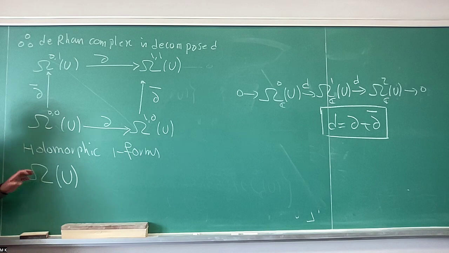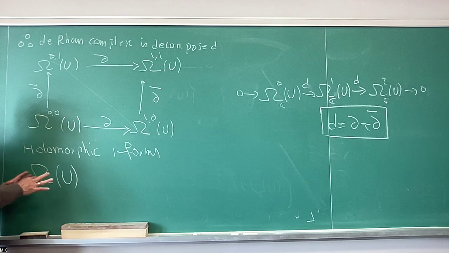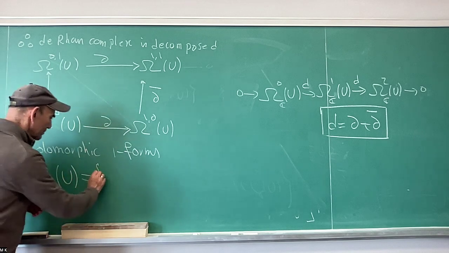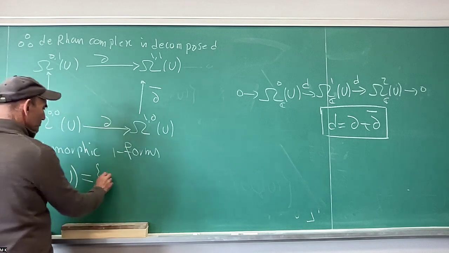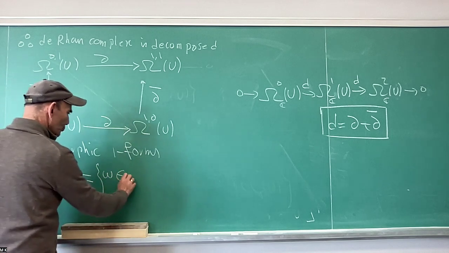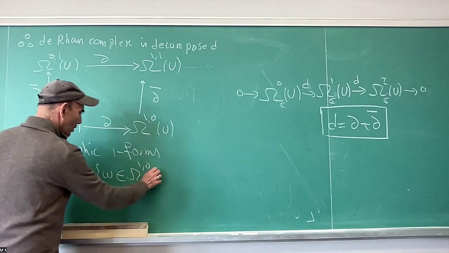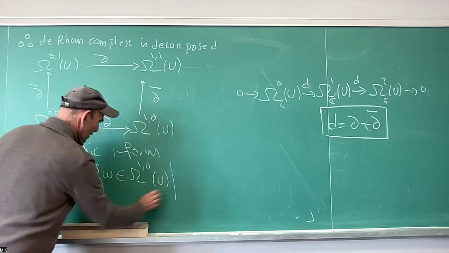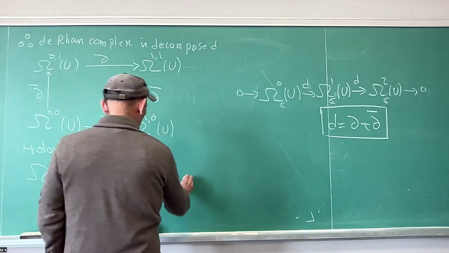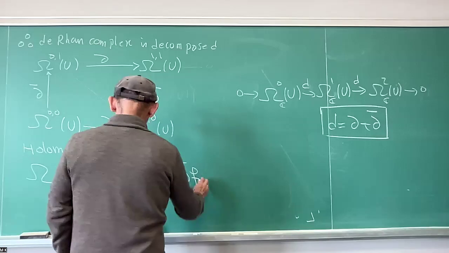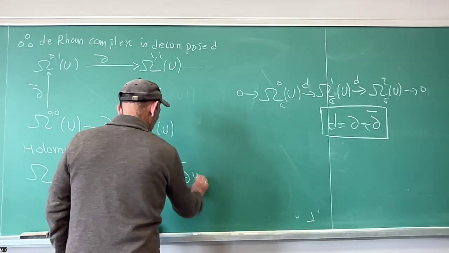I don't put any index here, so maybe that's a distinctive feature. No index up or down, just omega of U, a very important object. So what is that? That's the set of all omega belonging to omega 1,0 of U, such that del bar of omega is equal to 0.